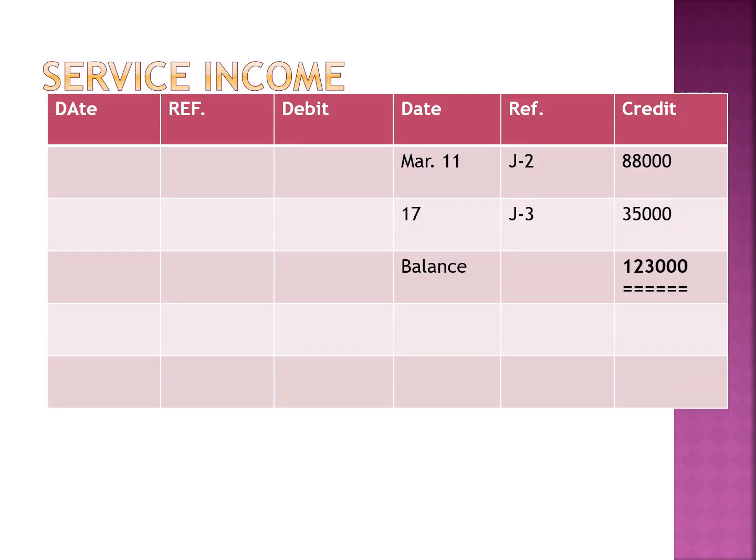Service income. So service income, on March 11, there was a service provided for cash. So service income on that date was credited. So that's why we also put credit 88,000 here. And on March 17, service income again is credited. So from that journal entry, credit service income 35,000. So we post also on the credit side. Then 88,000 plus 35,000, that's 123,000. So double rule because this is now our final amount for service income. So we have a credit balance.